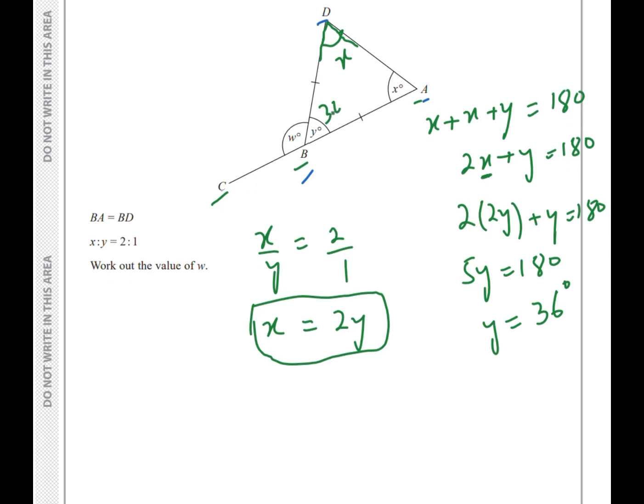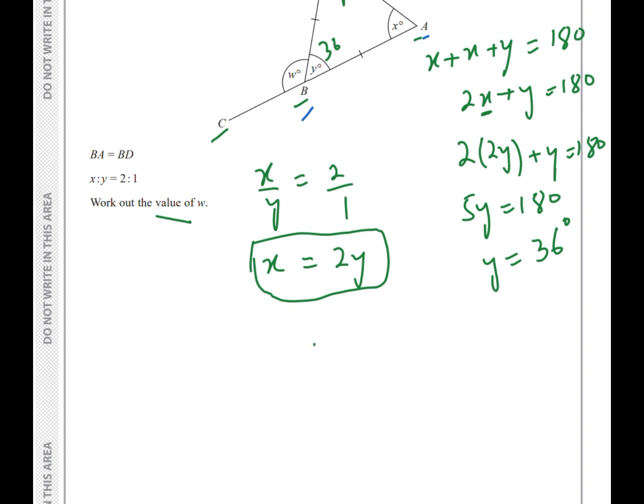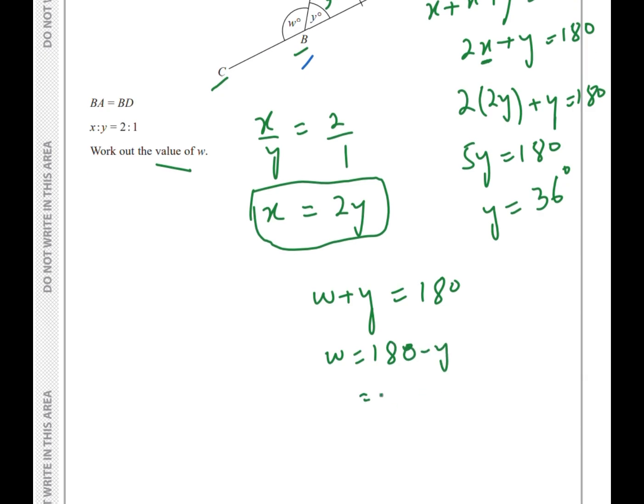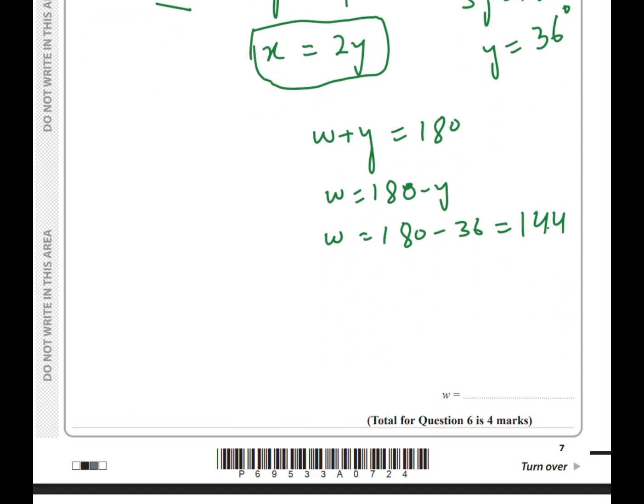Now if y is 36, we needed to work out the value of w, right? We need to figure this one out. So w and y, they're both angles on a straight line, like on the line ABC, right? So angles on a straight line add up to 180. So w is going to be equal to 180 minus y, which is 180 minus 36, and that gives us 144. So your w is 144 degrees. I hope it's clear. Question 7.